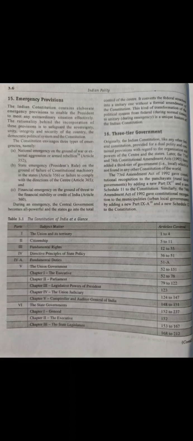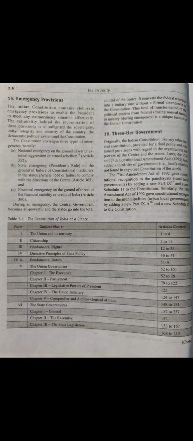And the 16th feature is three-tier government. Originally, the Indian Constitution, like any other federal constitution, provided for a dual polity and contained provisions with regard to the organization and powers of the center and the states. Later, the 73rd and 74th Constitutional Amendment Acts 1992 have added a third tier of government, that is the local, which is not found in any other constitution of the world.